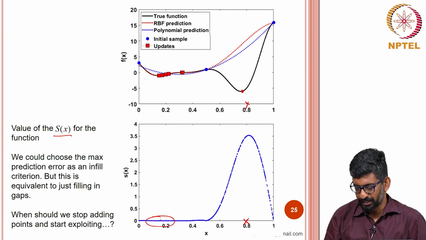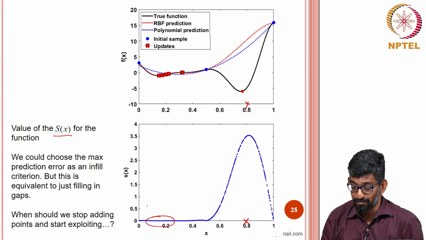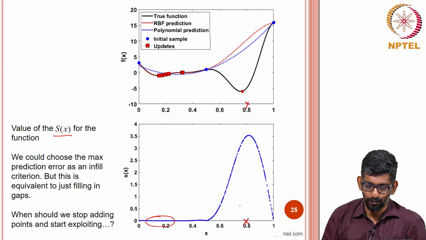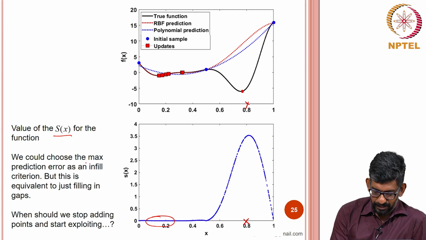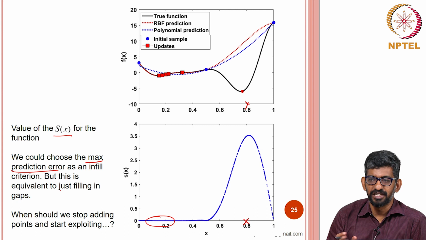there is some plotting error here, or it is very small, we need to zoom in, and I could have multiple peaks also. Then what do I do? Do I add as many points, or what is the story? You can still use the maximum prediction error as an infill criterion, but this is equivalent to only filling up the gaps.